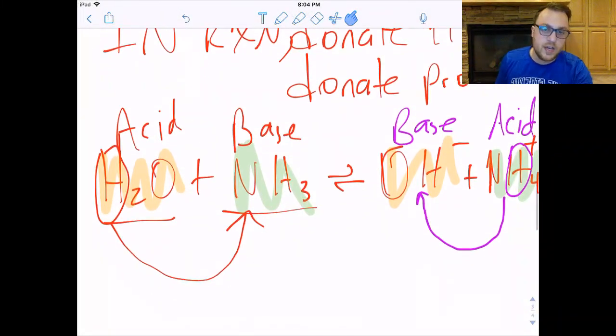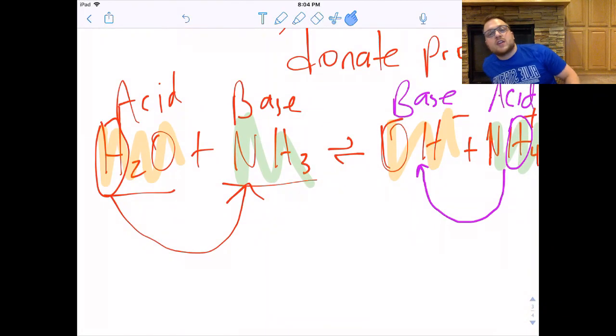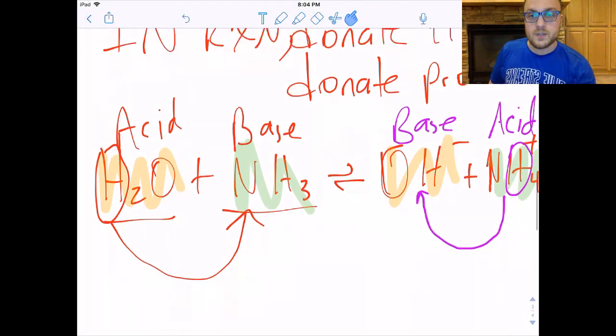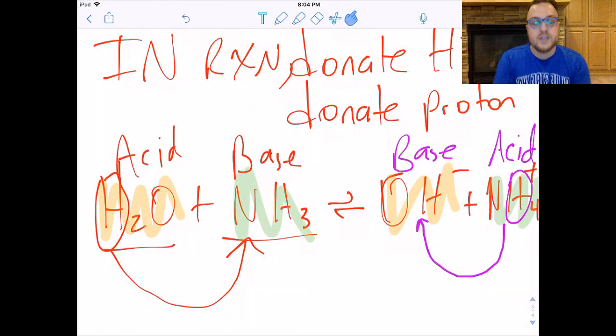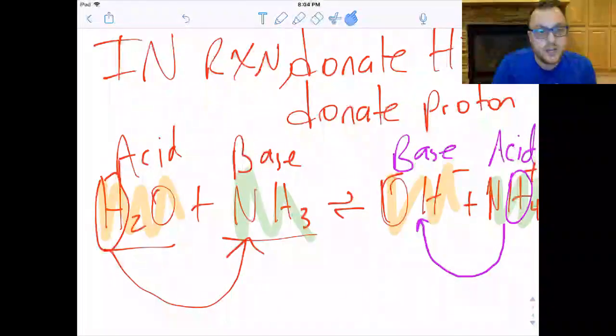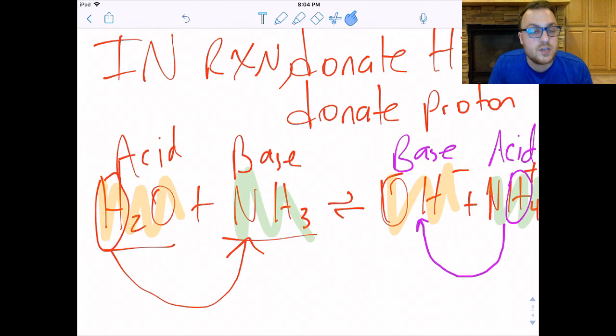So if you look at this reaction, H2O lost an H, gave it to NH3, and turned into OH minus. And NH3 turned into NH4. So H2O is the acid, and NH3 is the base. And then going backwards from right to left, NH4 will get rid of its H and give it to OH minus, and in turn, NH4 there is the acid because it donates an H, and OH minus is a base because it accepts an H.